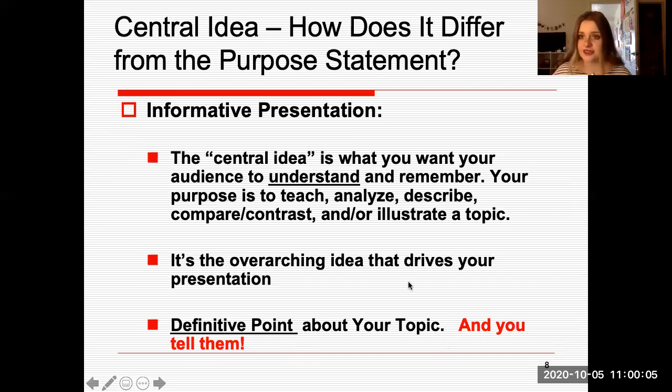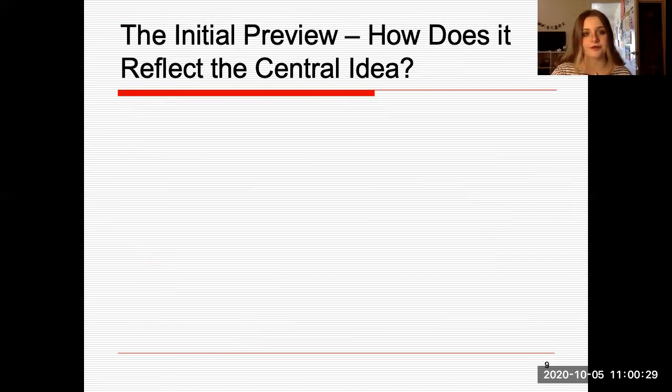And you should tell us because it's important. You know, it's the overarching idea that's driving your presentation. What is the main thing that we should be taking away? Think of your central idea as the statement that basically gives the audience a key into the entire speech.